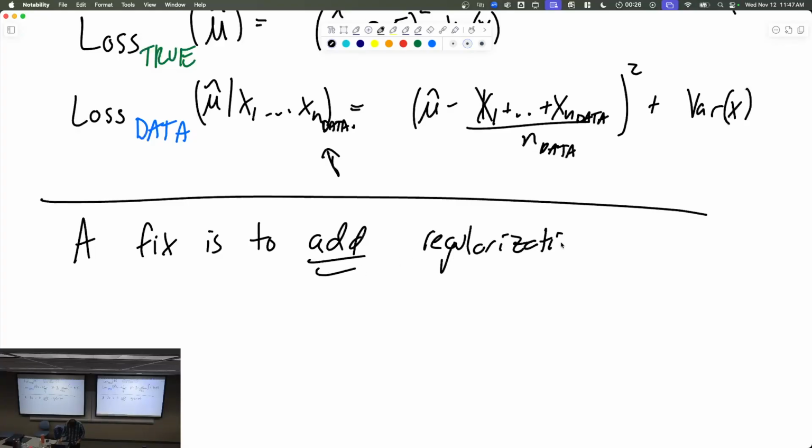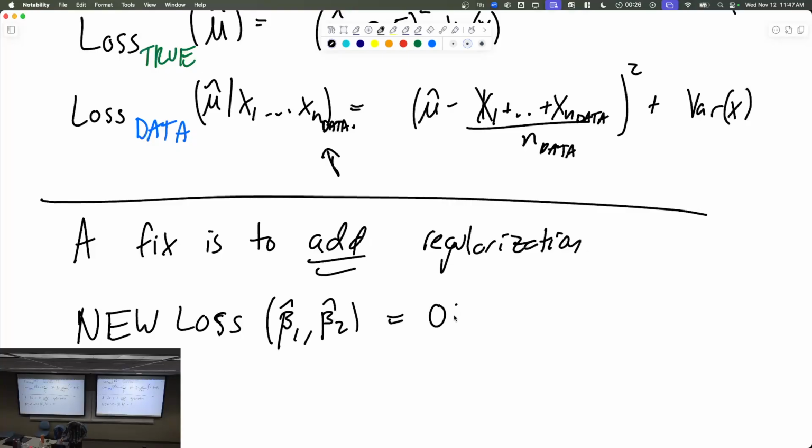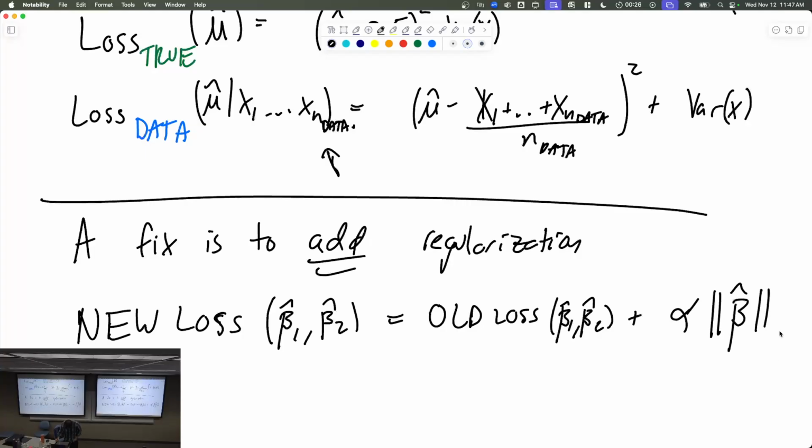So in other words, instead of looking at the old loss function, we're going to make a new loss function, the new loss, that depends on beta hat 1, beta hat 2, is going to be the old loss of beta hat 1, beta hat 2, plus alpha, and then there's a penalty term. And you can put in different types of penalty term.